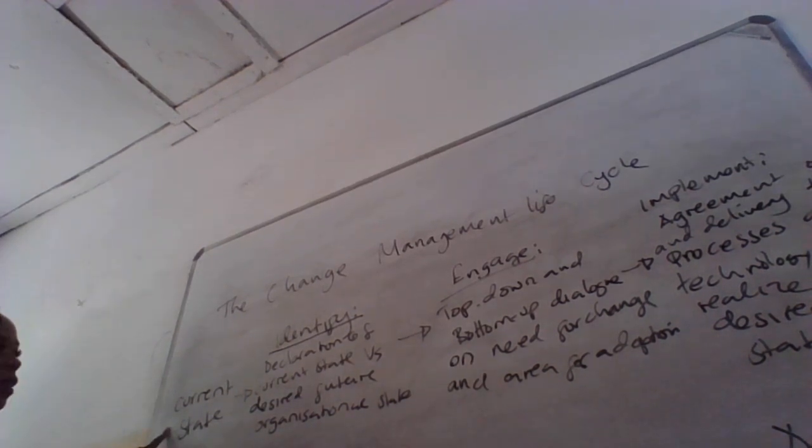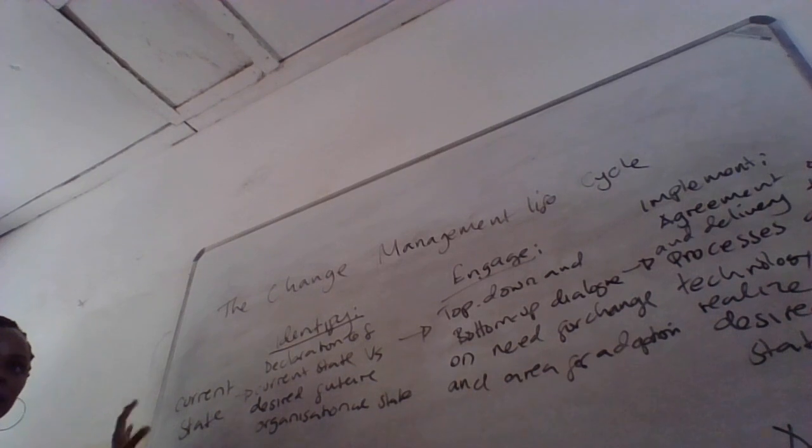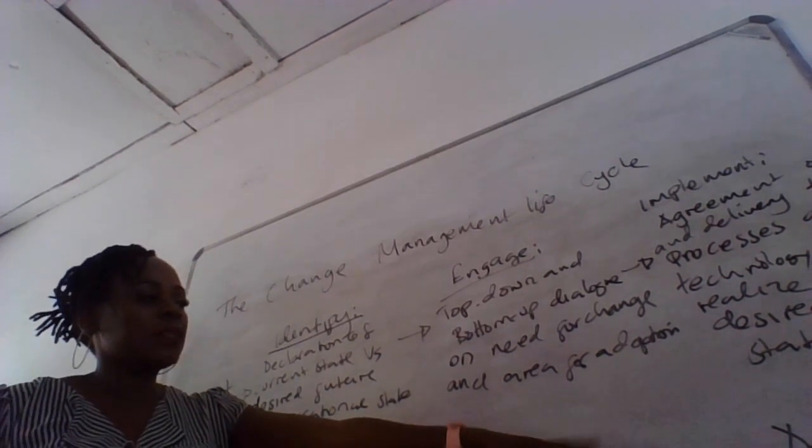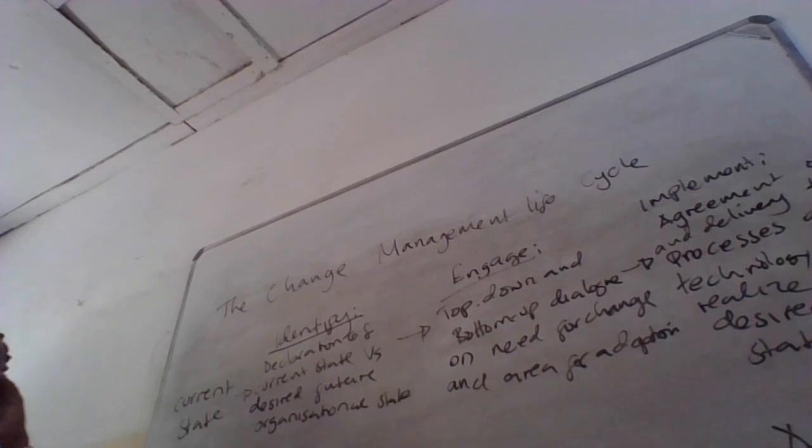Current state. So there are actually three, I'll call them stages: identify, engage, and implement. This is the current state that the organization is at, and that's the desired future state where the organization wants to be after bringing in the change. So there's identify, engage, and implement. These are the main stages. So the current stage is where the organization is at, and the desired future state is where they want to be.